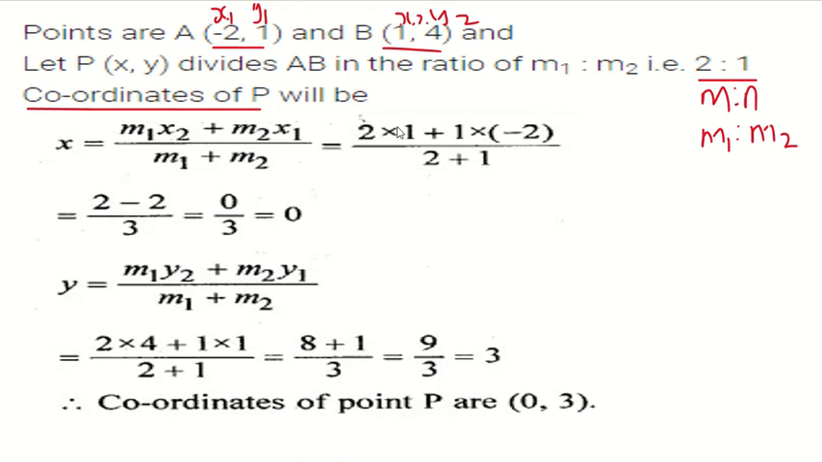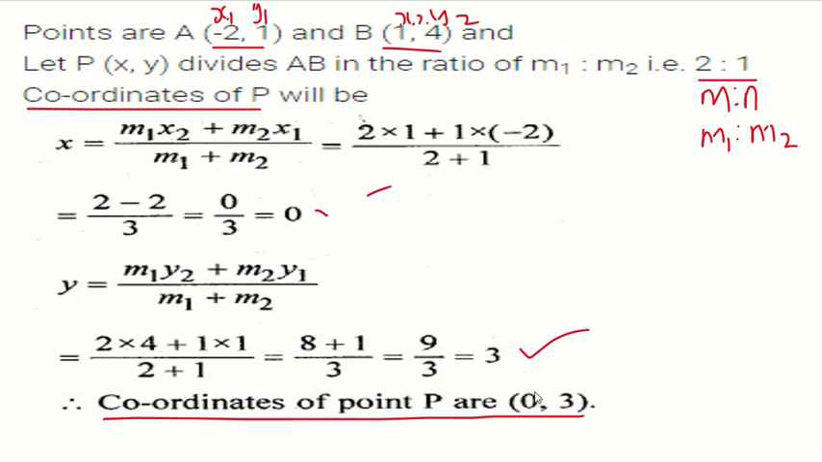So 2 into 1 plus m2, which is 1, into x1, which is minus 2, by 2 plus 1. Simplifying, 2 ones are 2, 1 into minus 2 is minus 2, by 3. So 0 by 3 is 0 only. If I want to find the y coordinate, it is (m1 y2 plus m2 y1) by (m1 plus m2). In the same way, 2 into 4 plus 1 into 1 by 2 plus 1. 2 fours are 8, 8 plus 1 is 9, so 9 by 3 is 3. So what is the coordinate of P? We are getting it as (0, 3).